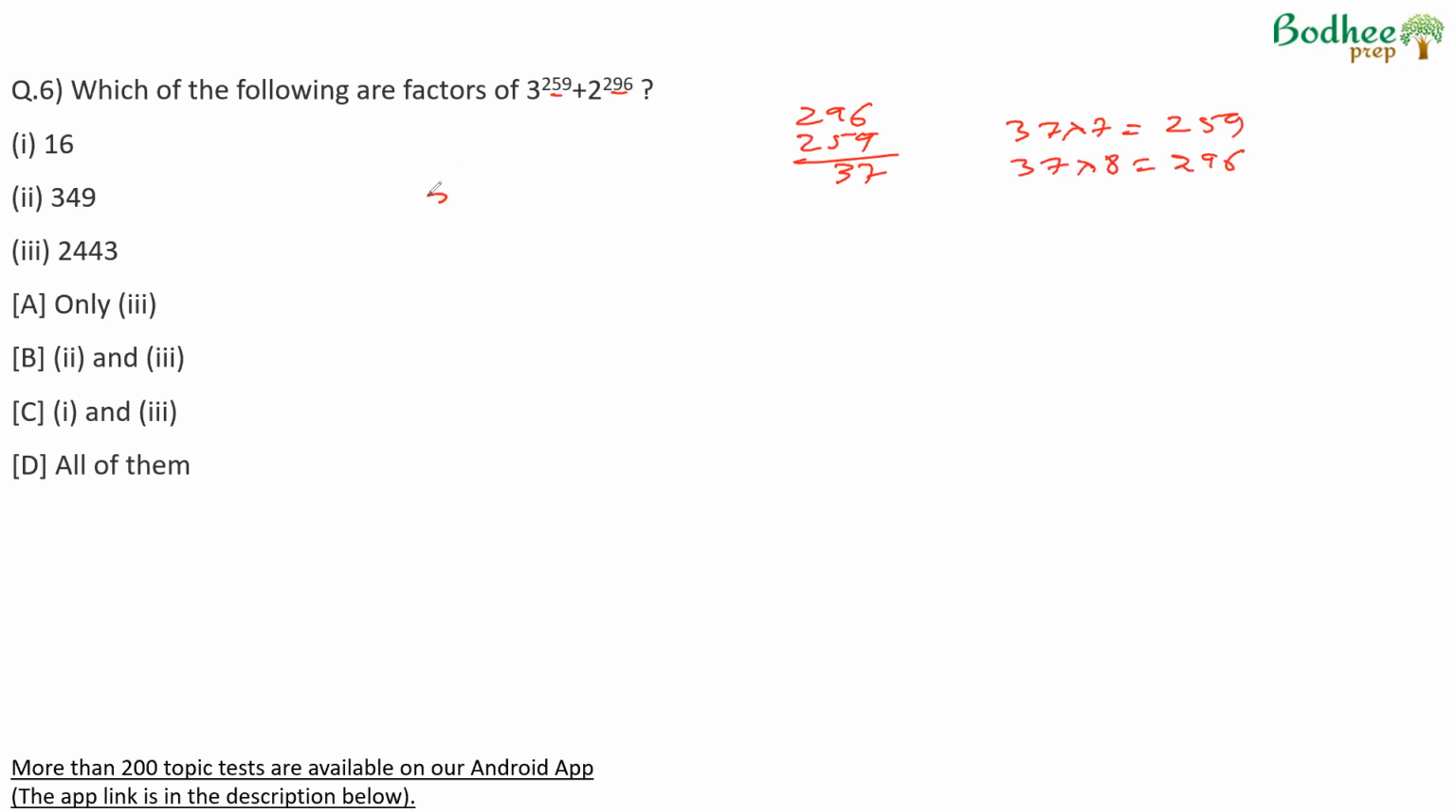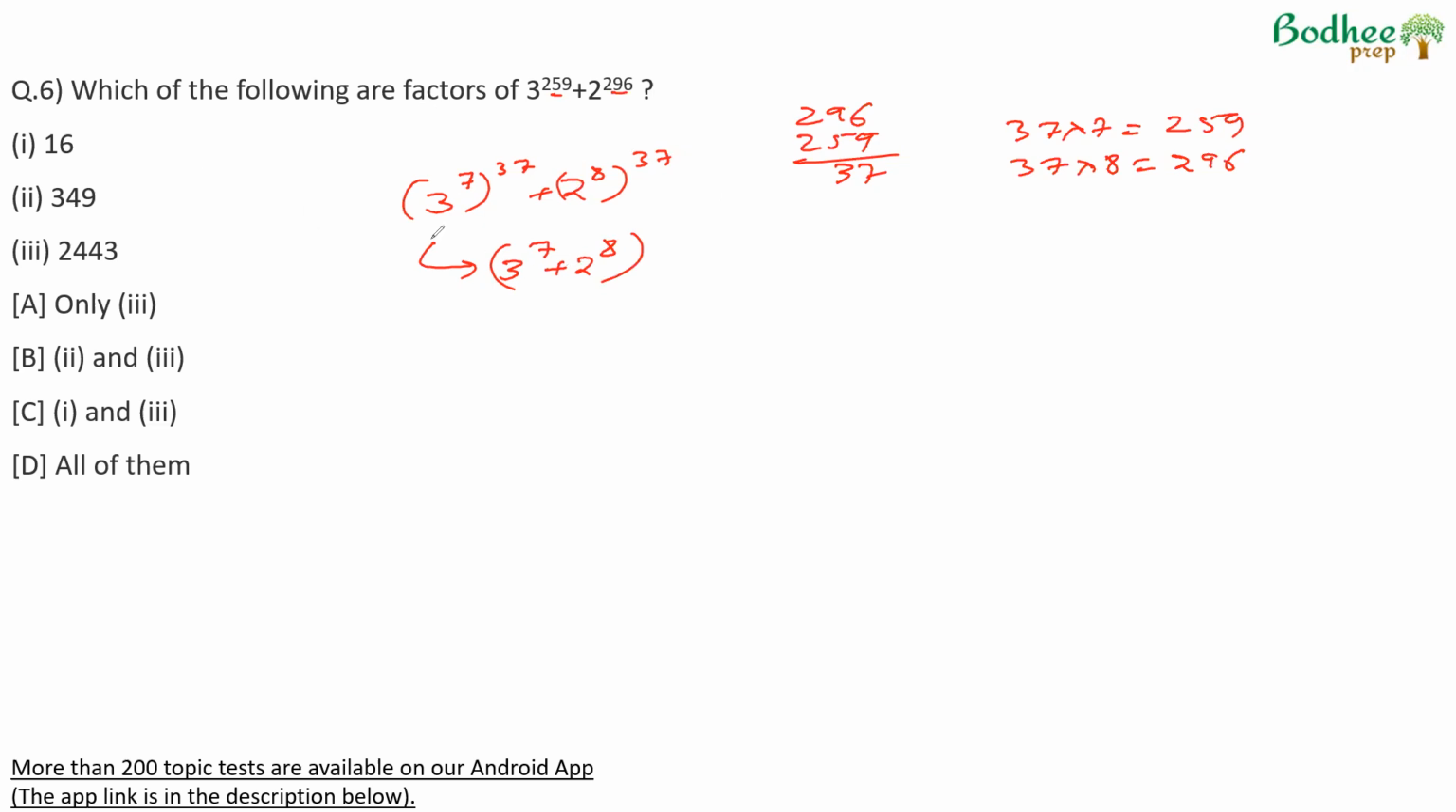So this can be written as 3 raised to the power 7 to the power 37 plus 2 raised to the power 8 to the power 37. A raised to power n plus b raised to power n is divisible by a plus b, where n is odd. The power is odd, so this has to be divisible by 3 raised to power 7 plus 2 raised to power 8. Which of the following are factors?